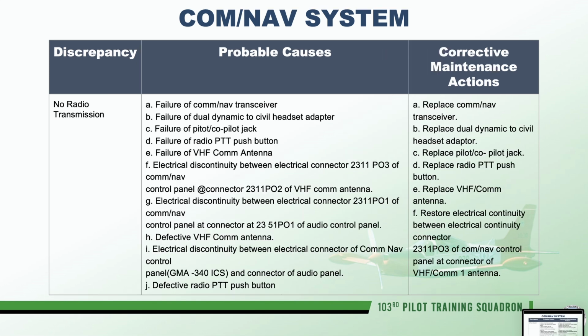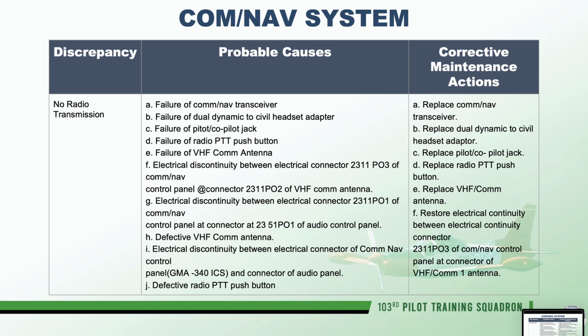IC replacement: defective GMA 340 integrated circuits can also cause reception issues. Replace the IC to restore functionality. Similarly, an inoperative navigation indicator may require indicator or receiver replacement. Test and replace the navigation indicator or receiver as necessary.